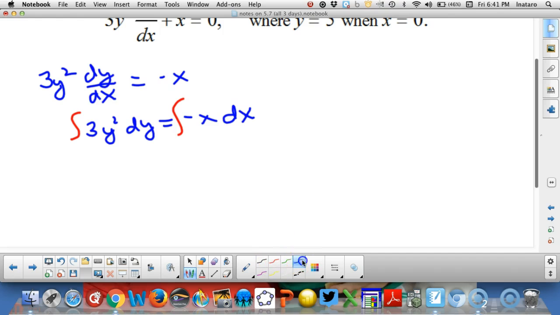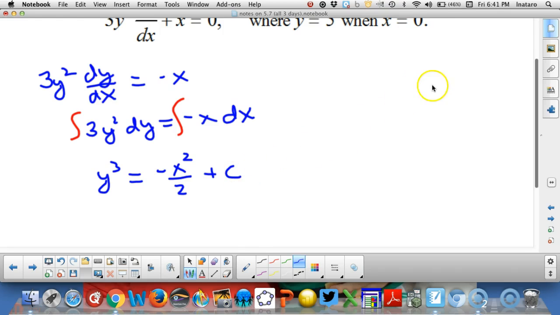And so on the left side, I'd add 1 to the power and divide by the new power, so I'd have y cubed. And on the right side, I'd add 1 to the power, divide by the new power. I'd have negative x squared over 2. And then, of course, we have our constant plus c.